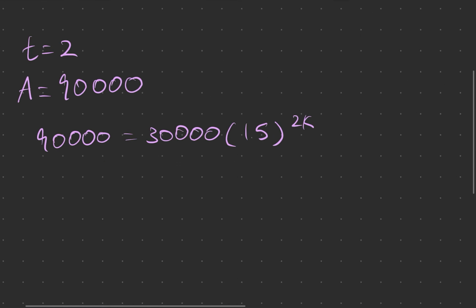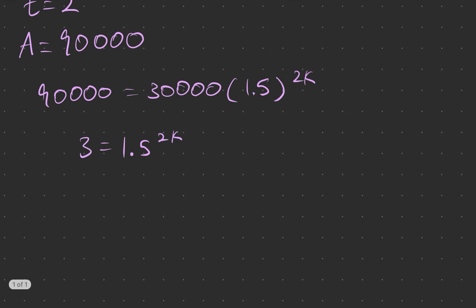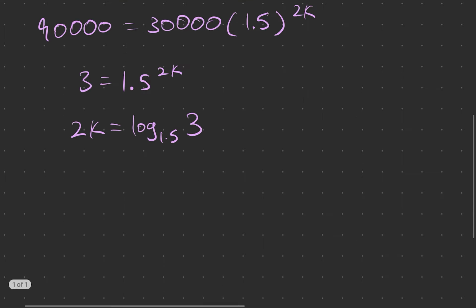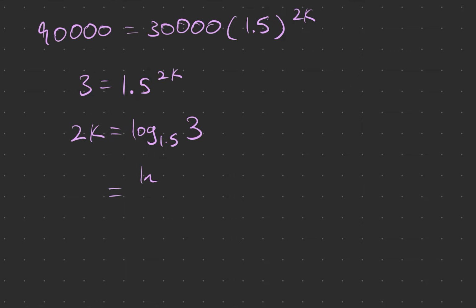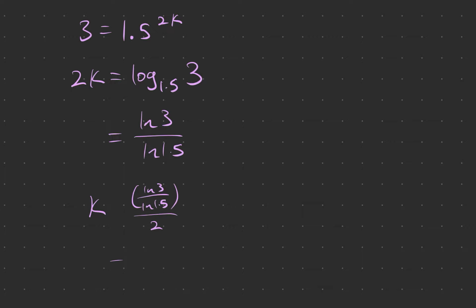Okay, so first of all, I'm just going to divide both sides by 30,000. So 3 equals 1.5 to the power of 2k. Then I can use a logarithm to help me out. So 2k equals log base 1.5 of 3, which is the same as ln 3 over ln 1.5. So k will technically equal ln 3 over ln 1.5, divided by 2.